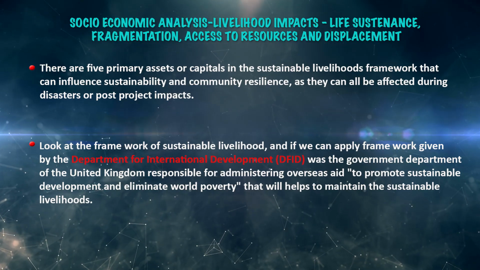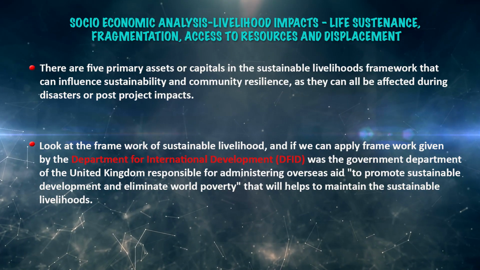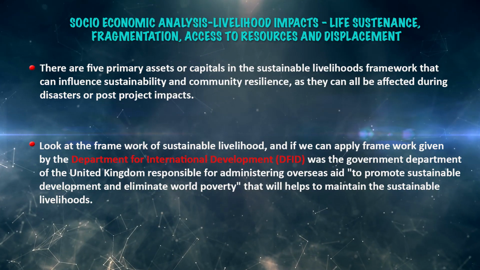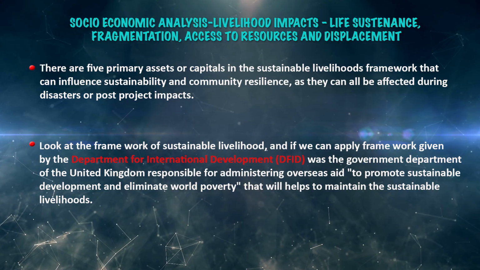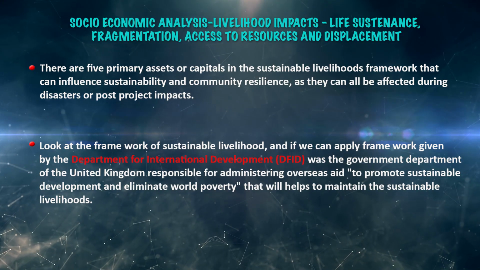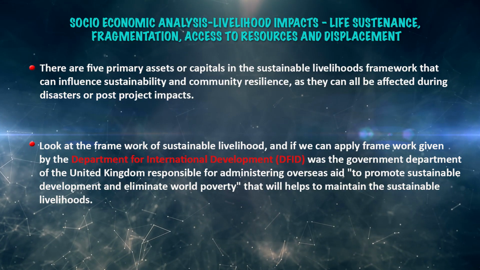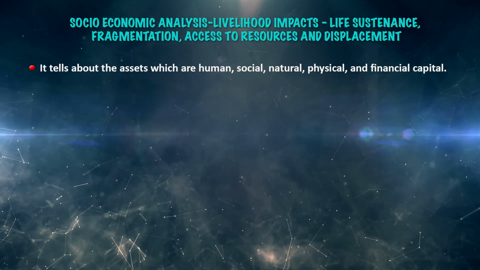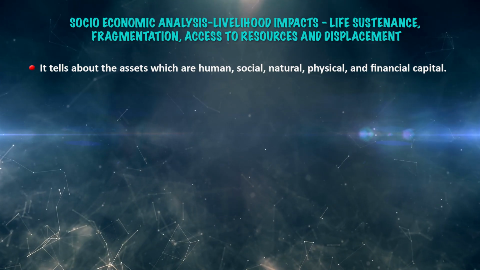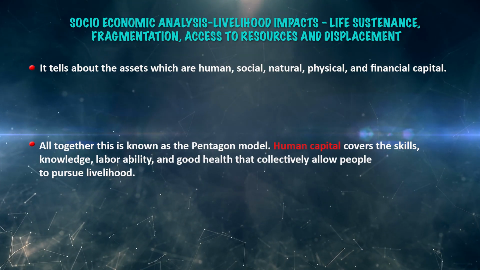If you look at the screen, that is the framework of sustainable livelihood. We can apply the framework given by the Department for International Development, which was the government department of the United Kingdom responsible for administering overseas aid to promote sustainable development and eliminate world poverty. That will definitely help to maintain the sustainable livelihood. It tells about the assets which are human, social, natural, physical and financial capital. Altogether this is known as the Pentagon model.